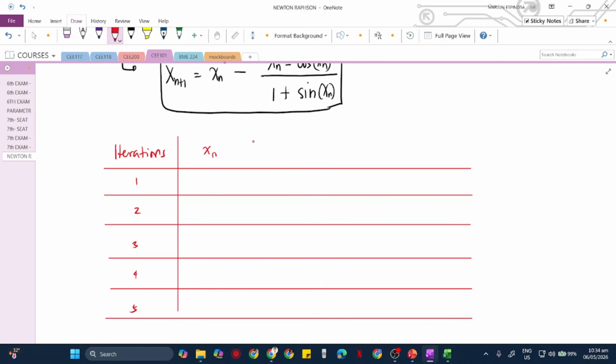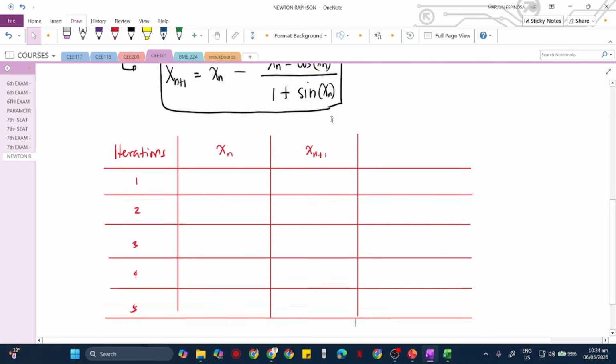And then, gawa kayo dito ng x sub n, no? So, ano yung initial guess natin? Dito, gawa kayo ng x sub n plus 1. Okay? Yan ang second guess natin, no? Okay na yan. Dito na yung lahat. X sub n tapos x sub n lang.